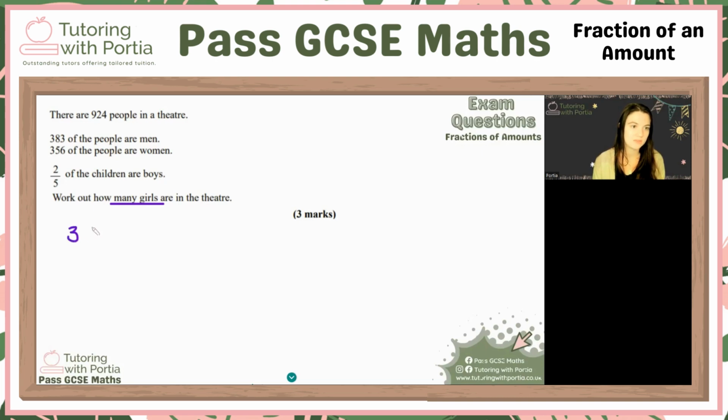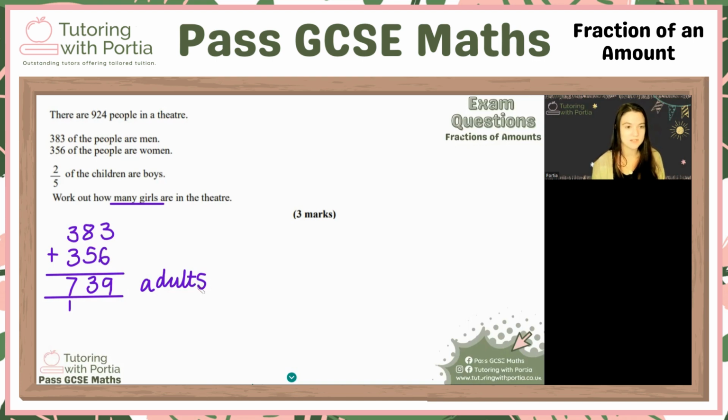So I'm going to take 383 and add that to 356. And this will tell us how many adults we have in total. So we've got 3 add 6 is 9, 8 add 5 is 13, 3 add 3, add the 1 gives you 7. So we now know that we have 739 adults in total, and we can use that now to calculate how many children there are.